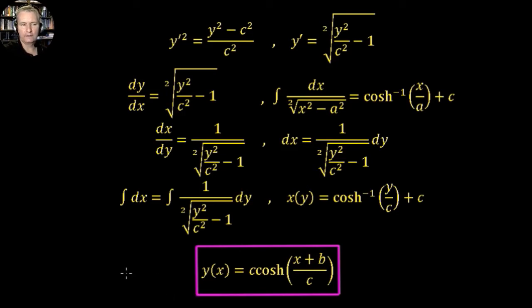So that's us finally answering the question that we were looking to answer right back at the very beginning of the course: what is the shape of a hanging rope? This is the shape of a hanging rope here, and we've derived it using the calculus of variations, and this is called a catenary.